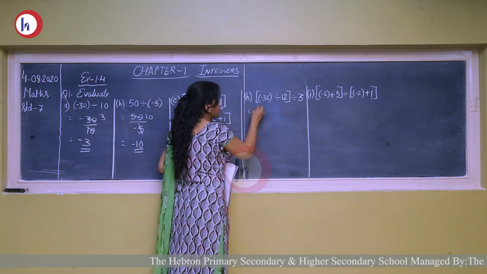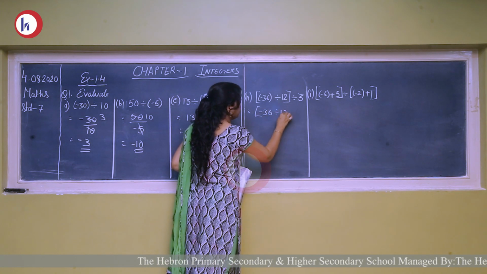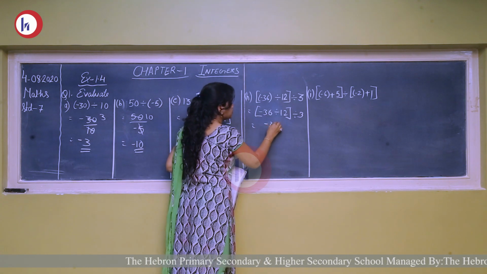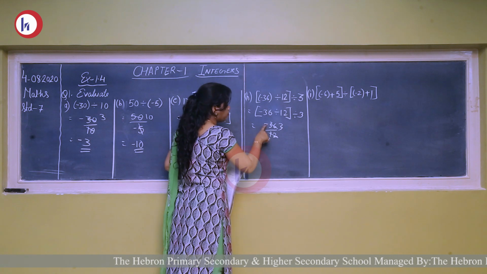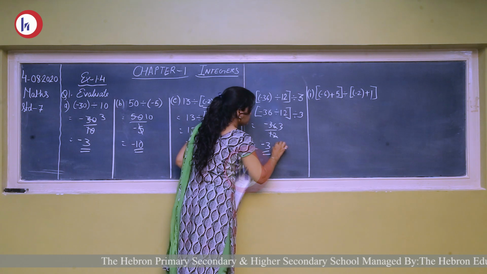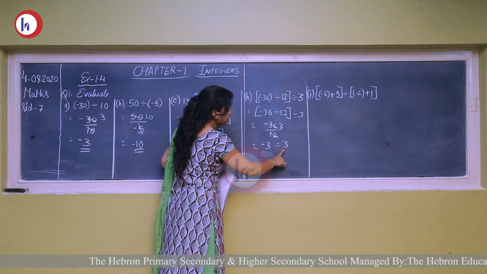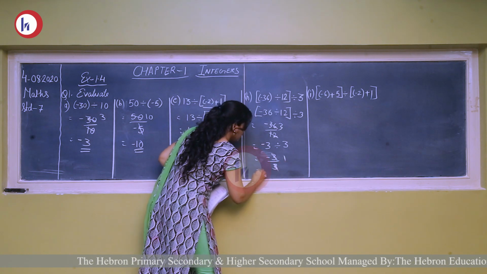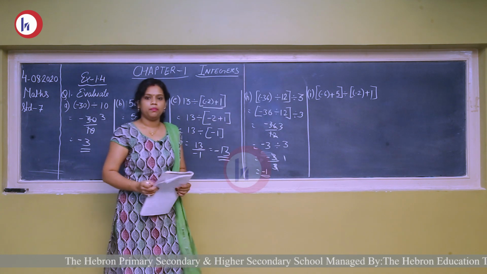Same type, you will solve the bracket sum first, that is minus 36 divided by 12. If you divide minus 36 by 12, that will be 3, since 12 3s are 36, and minus divided by plus will give you minus 3. Then minus 3 divided by again 3. Minus 3 divided by 3, that is 3 1s are 3. Minus divided by plus will give you minus 1. So your final answer will be minus 1.